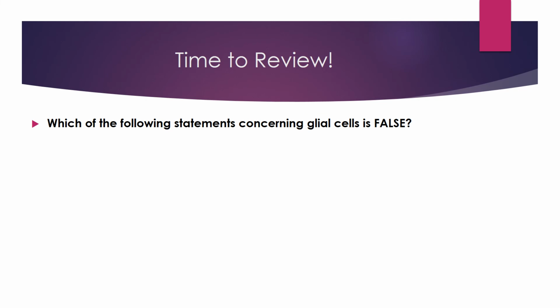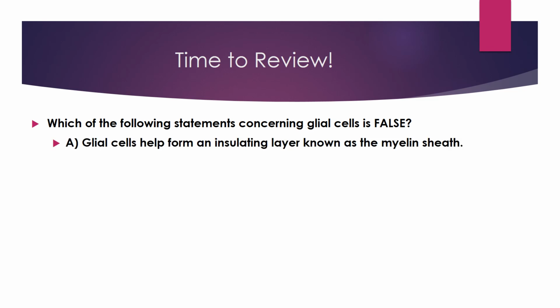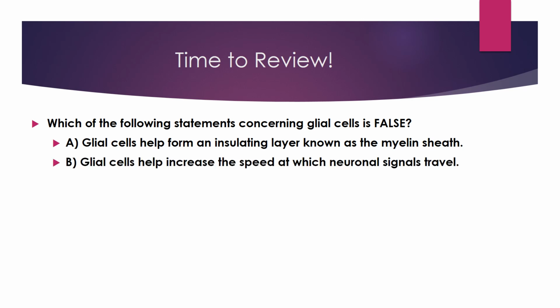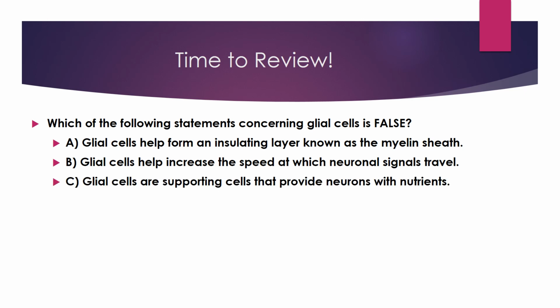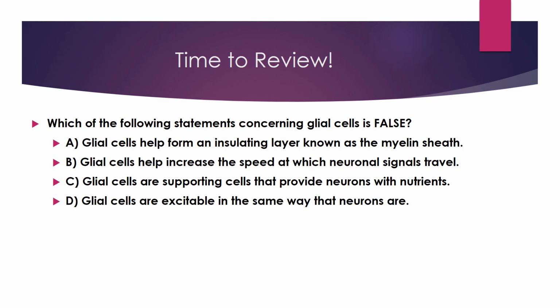Let's try this one. Which of the following statements concerning glial cells is false? A. Glial cells help form an insulating layer known as the myelin sheath. B. Glial cells help increase the speed at which neuronal signals travel. C. Glial cells are supporting cells that provide neurons with nutrients. Or D, glial cells are excitable in the same way that neurons are. If you said D, you'd be correct.